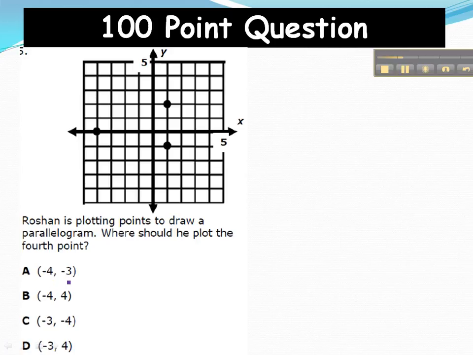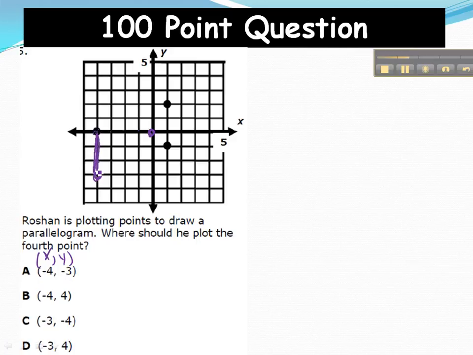They give us -4, -3. Remember, this is x comma y, so -4x would be 4 to the left of the origin, 1, 2, 3, 4 to the left. That puts us right at that point that was already there. And then -3y would be down 1, 2, 3, so there's the point.